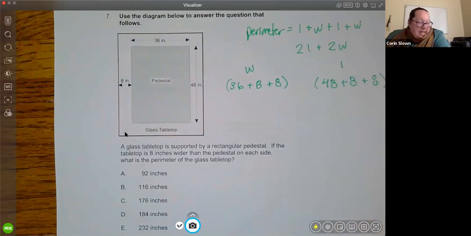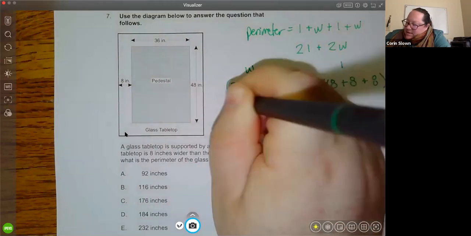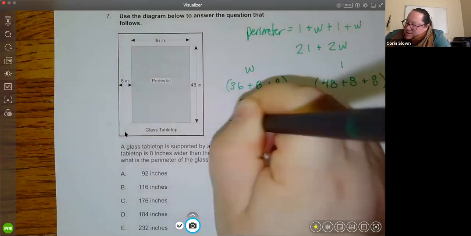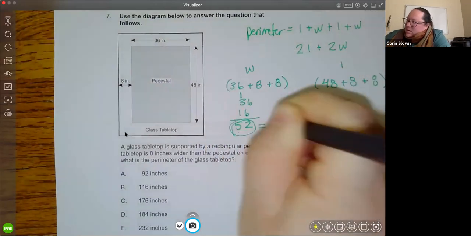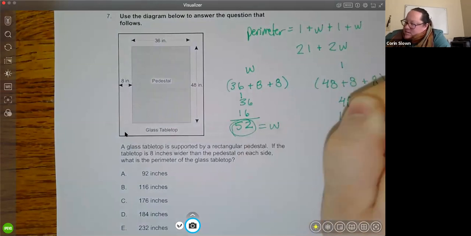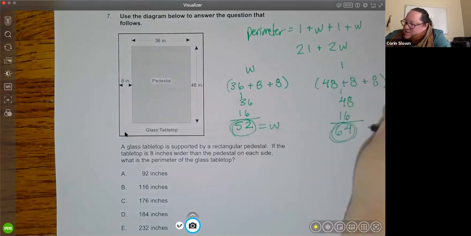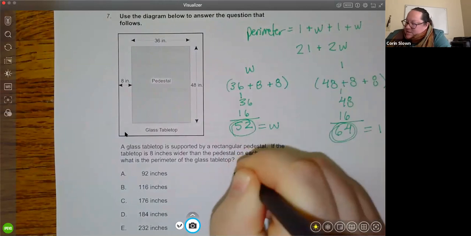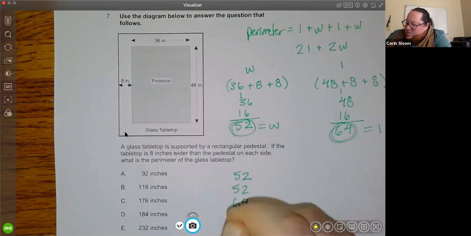So if I think about that, then my width is going to be 36 plus 16, that's 12, carry the 1, so 52 is equal to my width. And my length in this case, 48 plus 16 is going to be 64. That's going to be equal to my length. In this case, they want the perimeter of the glass tabletop. So that's the same thing as saying 52 plus 52 plus 64 plus 64.